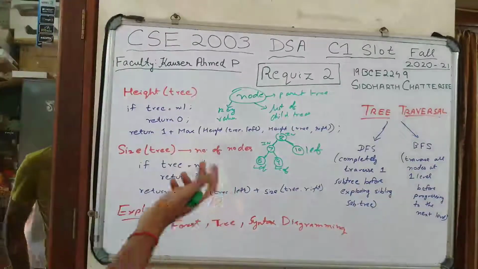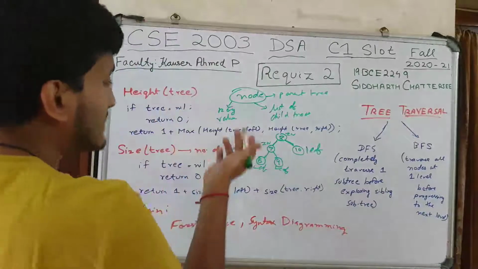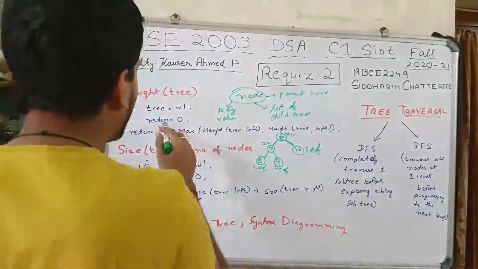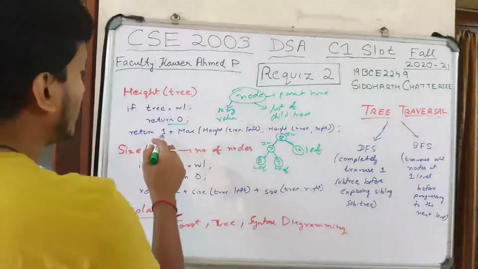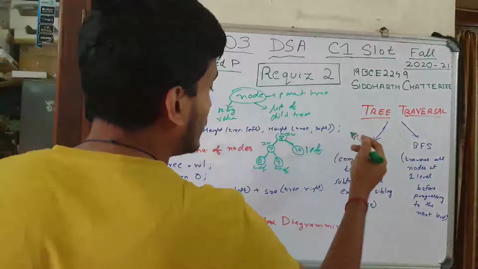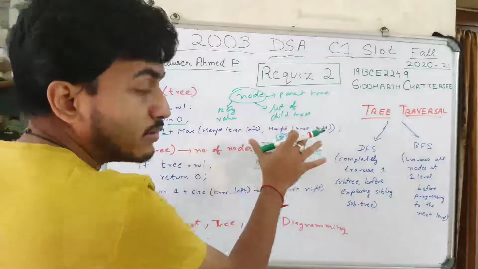As the pseudocode says, if the tree is empty, of course there is no height. If there is no tree, then there is no height, so it will return 0. But if it has one, then it will return 1 plus the maximum of height of tree left and height of tree right. So it will find the maximum of these two values.